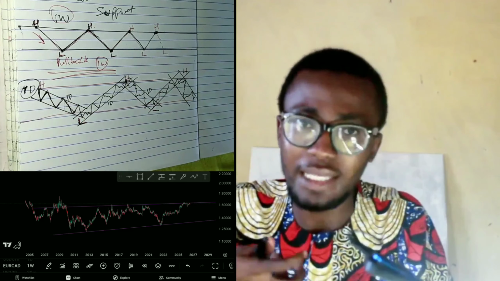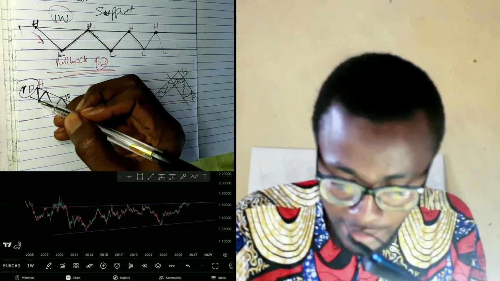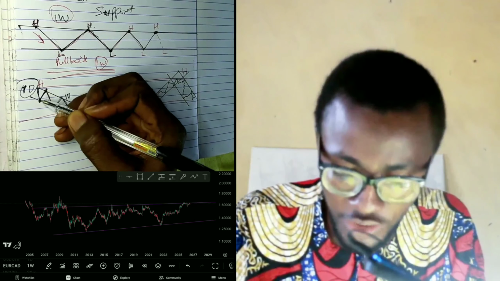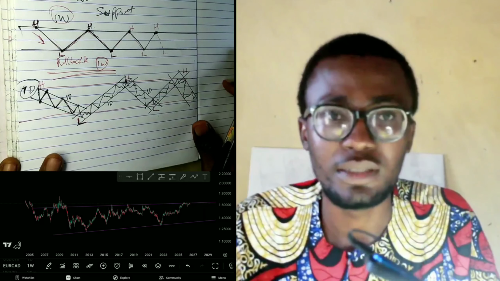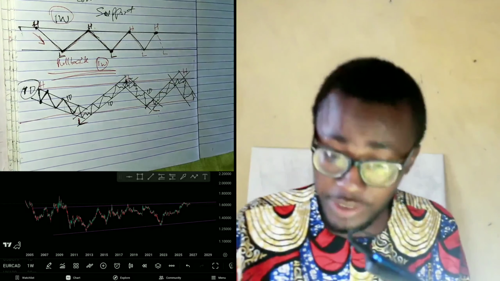Then they pull back. That means as it's moving from here now back to here, it's just a pullback in the 1 day time frame. But when you now go down to the 4-hour time frame, it's an uptrend. Are you seeing how it works?